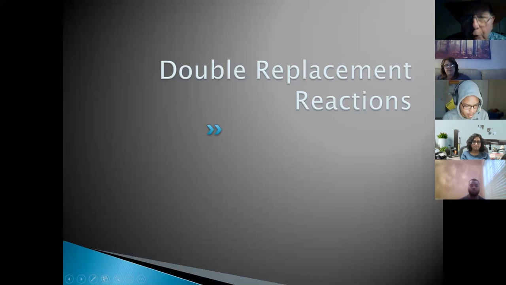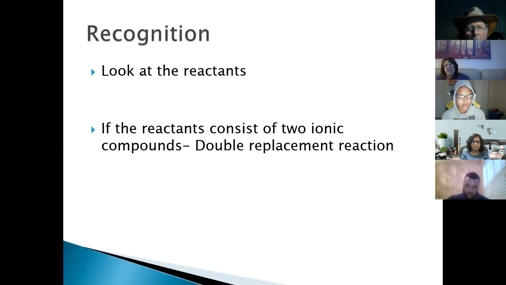All right, the first reaction we're going to be dealing with is something called a double replacement reaction. It can be called a double displacement reaction. They are synonymous. It is the same basic thing. So, first thing, I want you to learn how to recognize the types of reactions you're dealing with. First step is recognize what the reaction is. That recognition will tell you what the products are. So the first step, if you look at a reaction, and you see the reactants consist of 2 ionic compounds, 2 ionic compounds mean to you double replacement reaction.